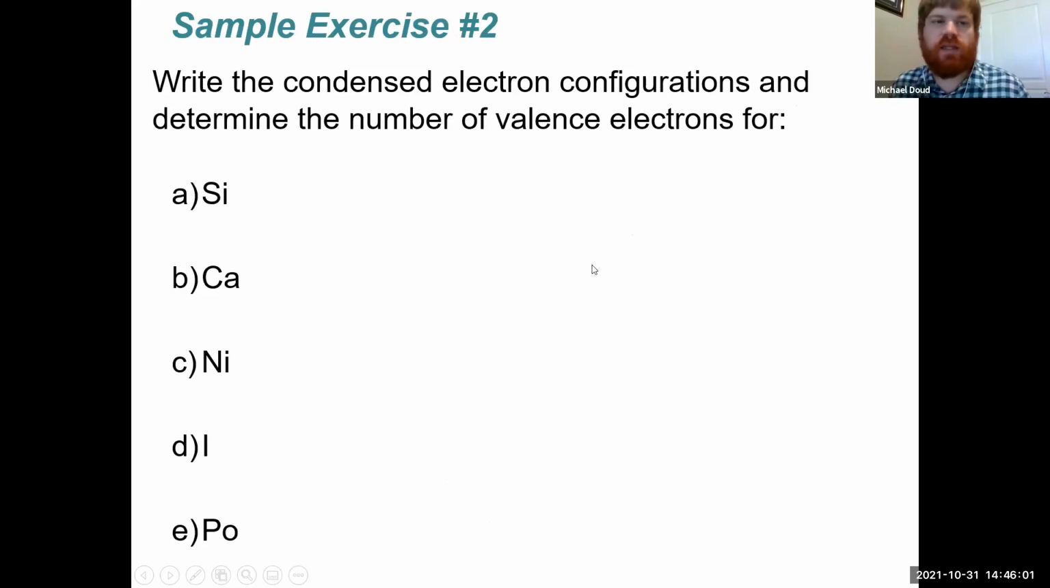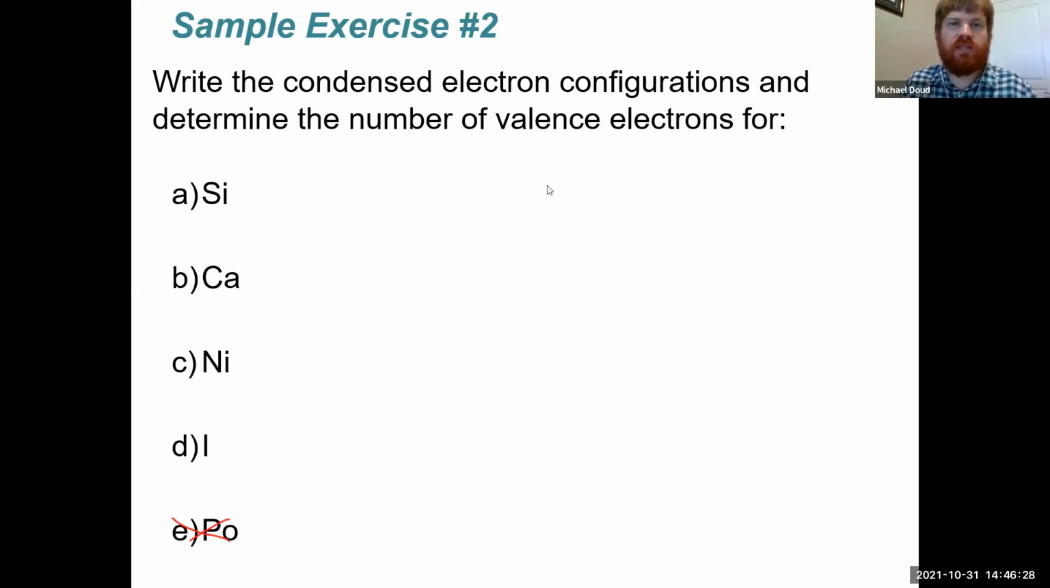Okay, so go ahead and write the condensed electron configurations for each of these. I think we're going to skip polonium, so do not do polonium. We're going to skip that one for today. When you come back, we will take a look at the answer. So we're going to pause the video here, and we'll take a look at the condensed electron configurations when we come back. So pause.